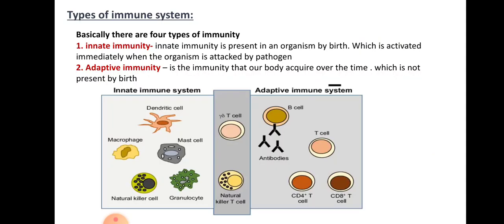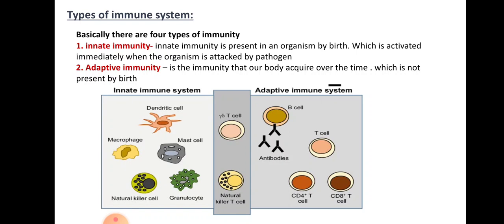Next is types of immune system. Before we start with the types of immune system, let us learn what is immunity. Immunity is the ability of the body to defend itself against disease-causing organisms. Basically, there are 4 types of immunity: innate immunity, adaptive immunity, active immunity and passive immunity.